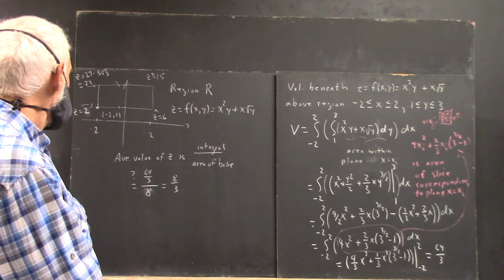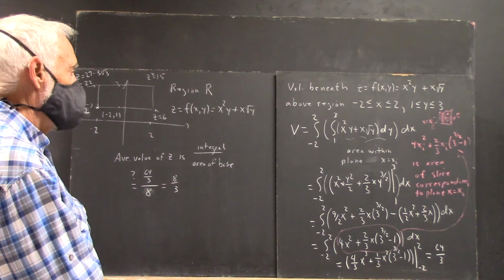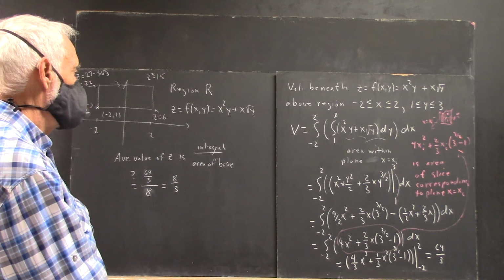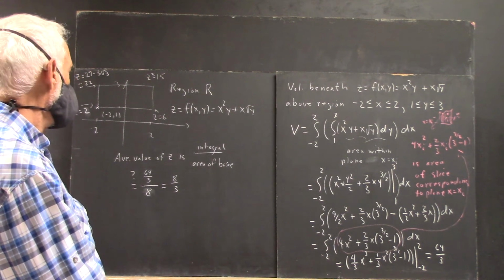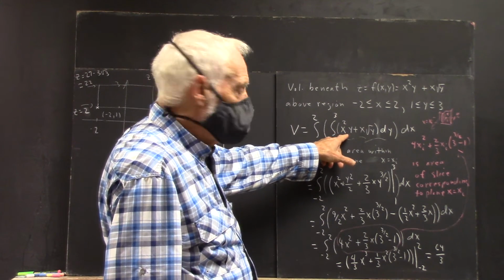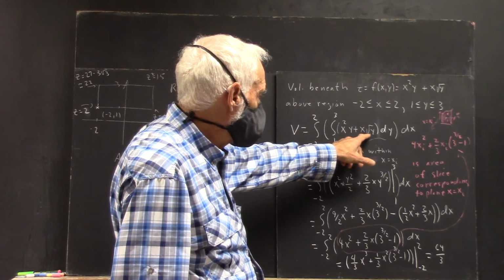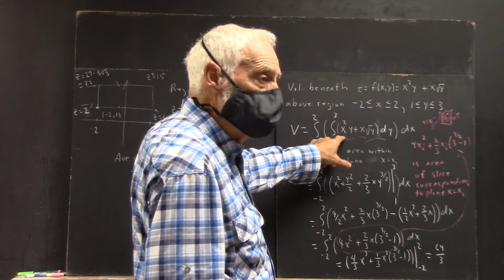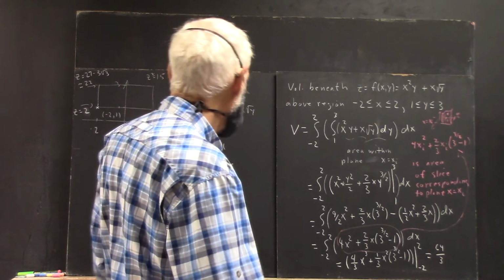Another thing is, x squared y is always going to be positive. The only way we get a negative is with the x times the square root of y, and these numbers are always going to be less than these numbers. Just think about it.